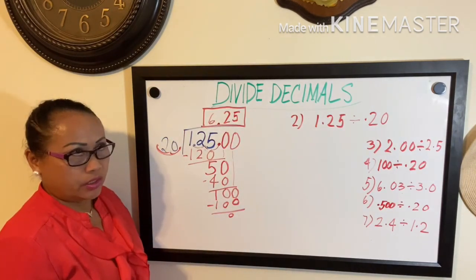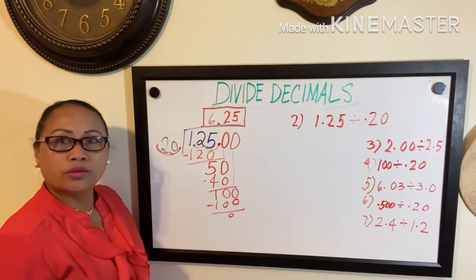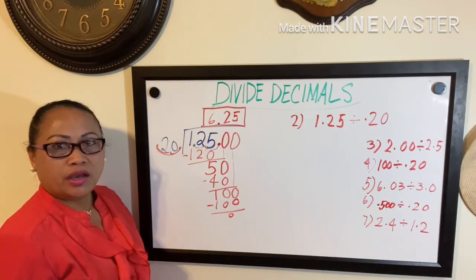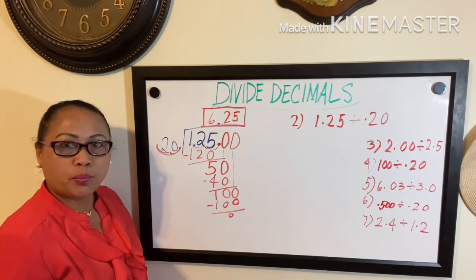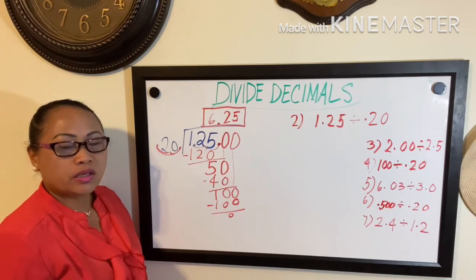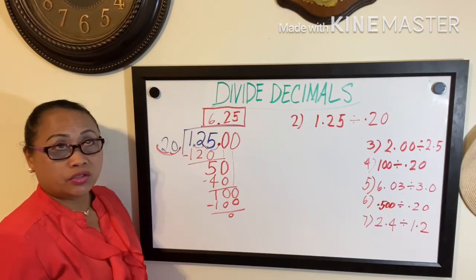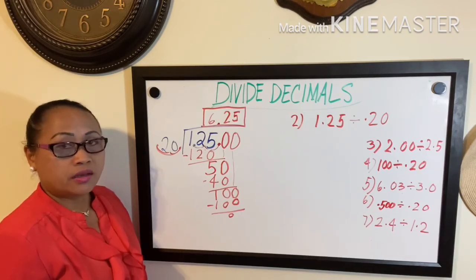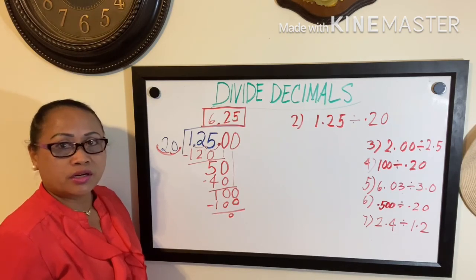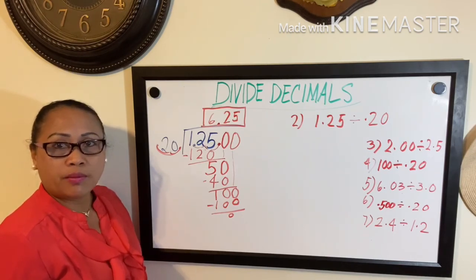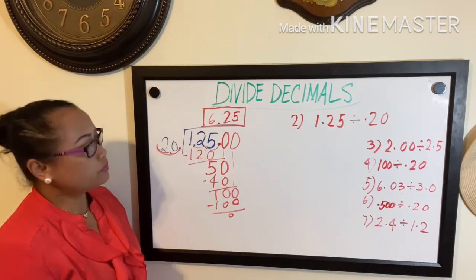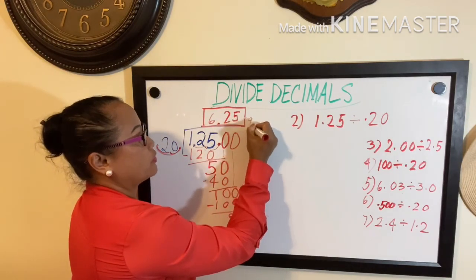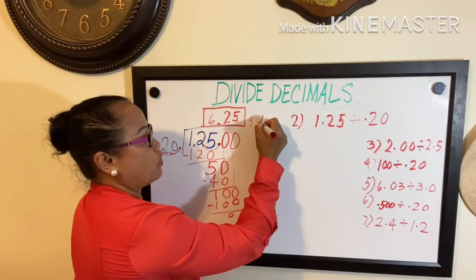In division, the answer of division is called quotient. Okay? And in multiplication, the answer in multiplication is called product. In subtraction, the answer of subtraction is called difference. And in addition, the answer in addition is called sum or total. Okay? So, this is our final answer, the quotient. See, they called it quotient.